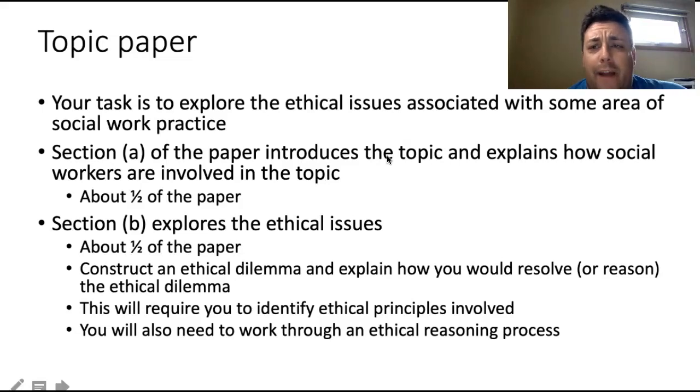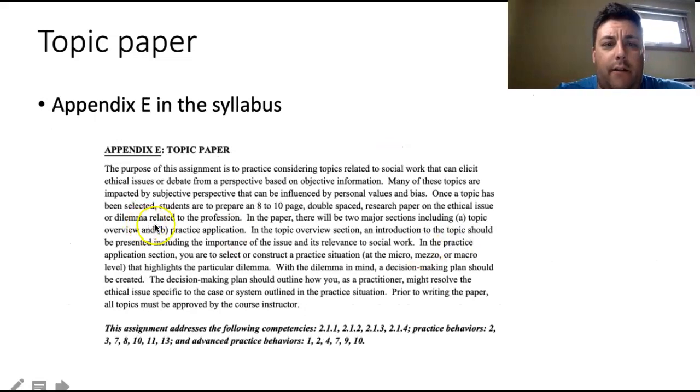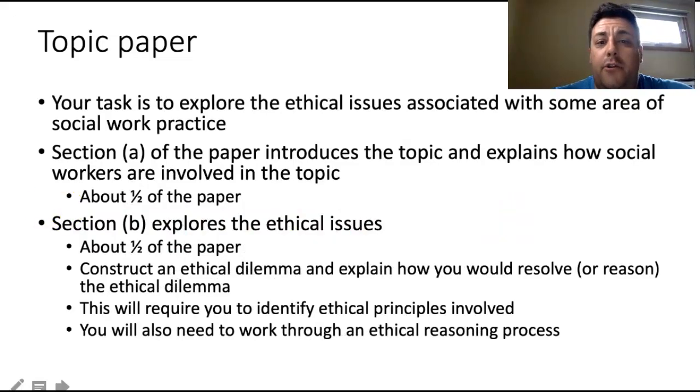Section A, which is about half of the paper, is listed here in the description. So, topic overview. That's Section A. Section A introduces the topic and explains how social workers are involved in that area of practice. Section B, sort of the second half of the paper, is your chance to construct an ethical dilemma and explain how you would resolve or reason your way through that ethical dilemma.